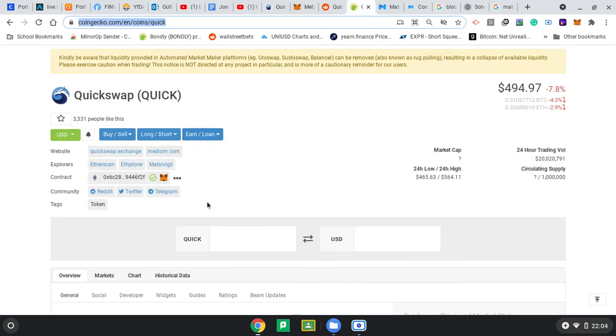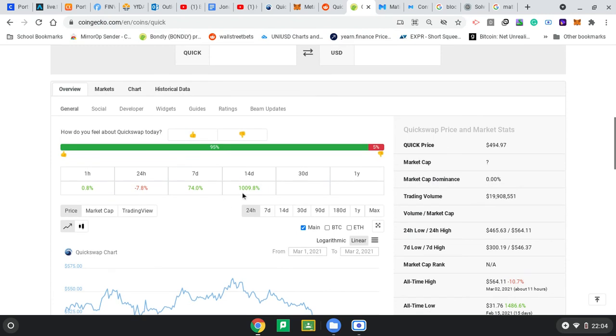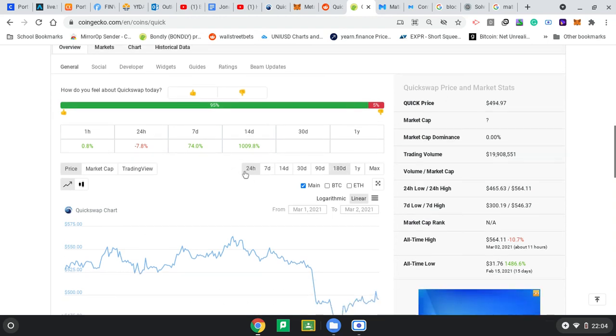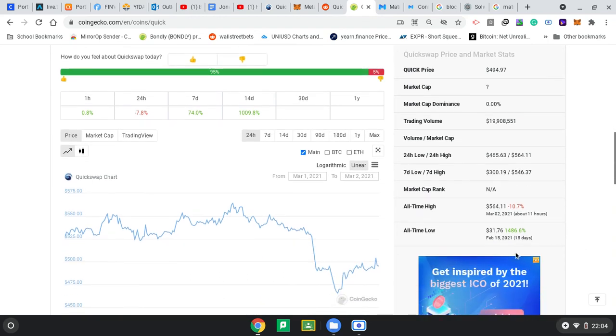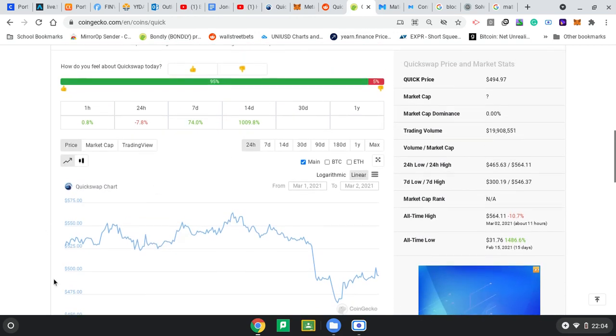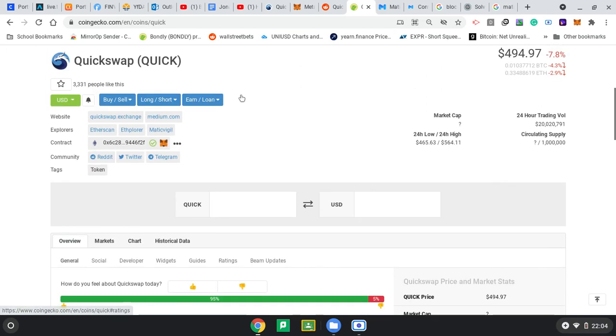So what I didn't mention, quick, we can see here, it's already done 1000% in 14 days. So 10x. So imagine if you put £1, you would have £10. If you put £10, you would have 100. If you put £100, you have 1000, things like that. So we'll see. I think it's very new. All-time low 15 days ago. So I think, if I'm correct, I think it just came. Yeah, I'm going to look into that more.